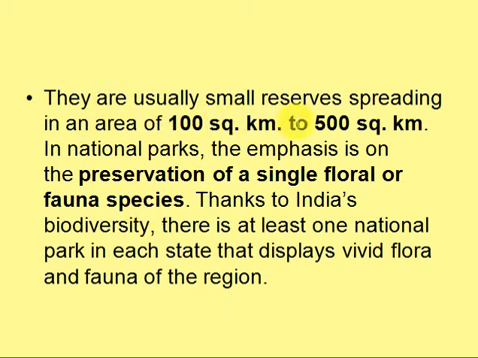They are usually small reserves spreading over an area of 100 square kilometers to 500 square kilometers. The emphasis is on the preservation of a single flora or fauna species. It can be a tiger, an elephant, or a crocodile. Thanks to India's biodiversity, there is at least one national park in each state that displays the unique flora and fauna of the region.